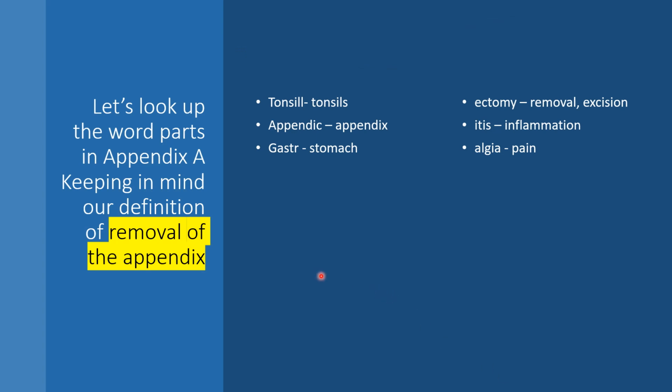This is where we are going to take advantage of Appendix A in the back of our book. We're going to look up each of those word parts to determine its meaning. Doing so, we've discovered that tonsil means tonsils, appendic refers to the appendix, and gastr means stomach. Ectomy means removal or excision. Itis means inflammation, and algia means pain.